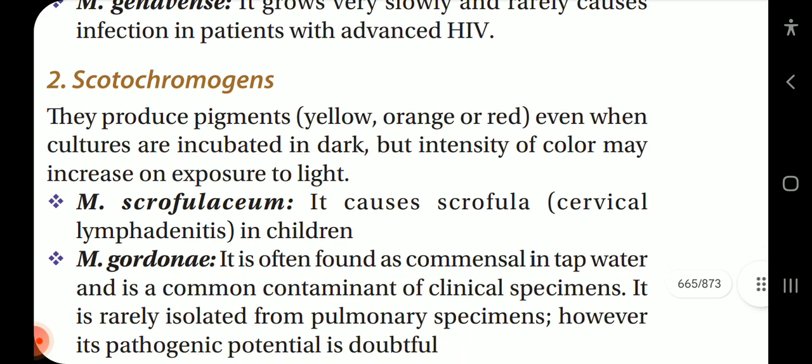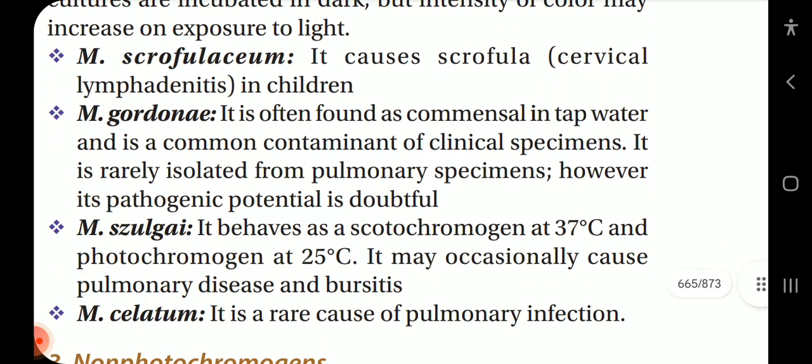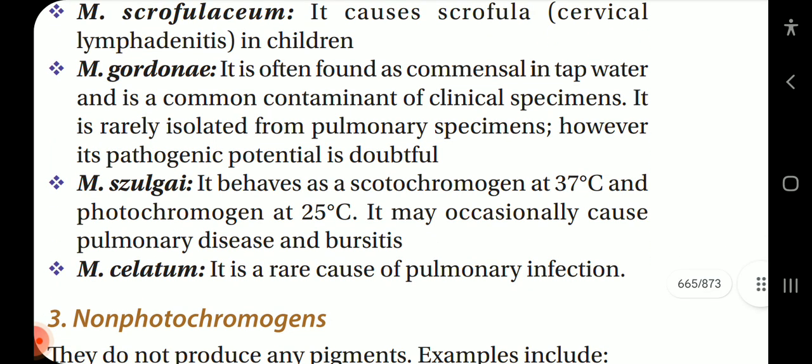Scotochromogens produce pigments, yellow, orange, red, even when cultures are incubated in the dark, but the intensity of the color may increase on exposure to light. M. scrofulaceum causes scrofula, cervical lymphadenitis in children. M. gordonae, often found as a commensal in tap water, is a common contaminant of clinical specimens. It is rarely isolated from pulmonary specimens, however its pathogenic potential is doubtful.